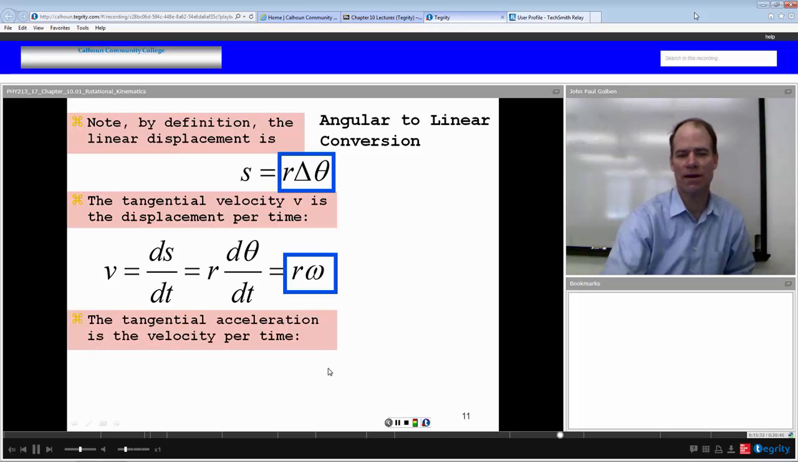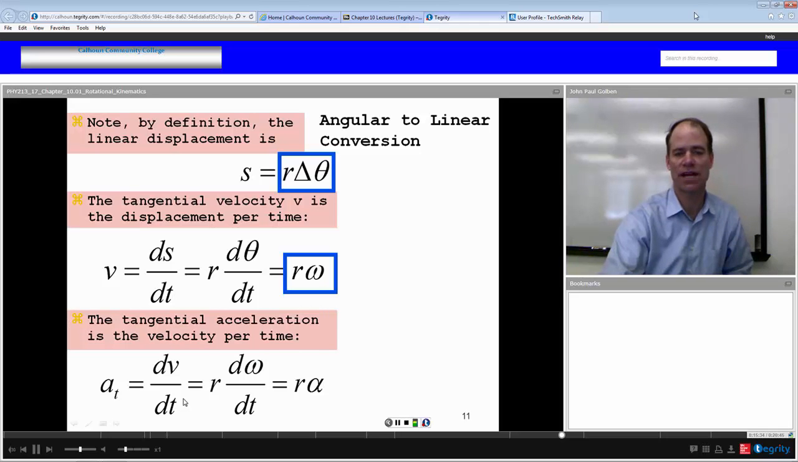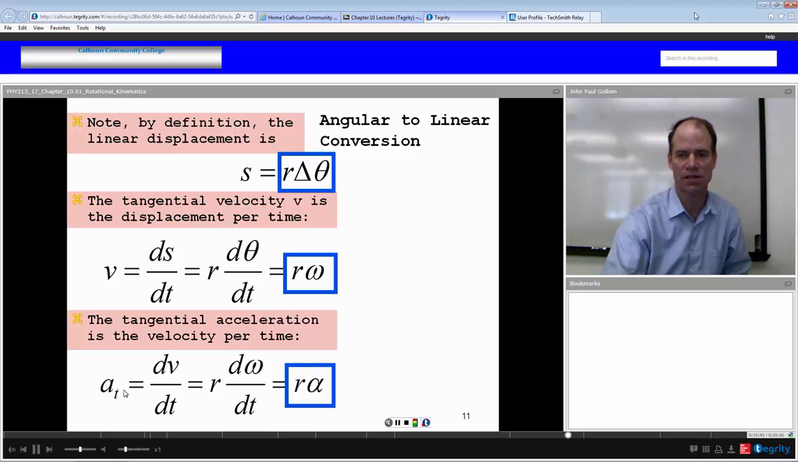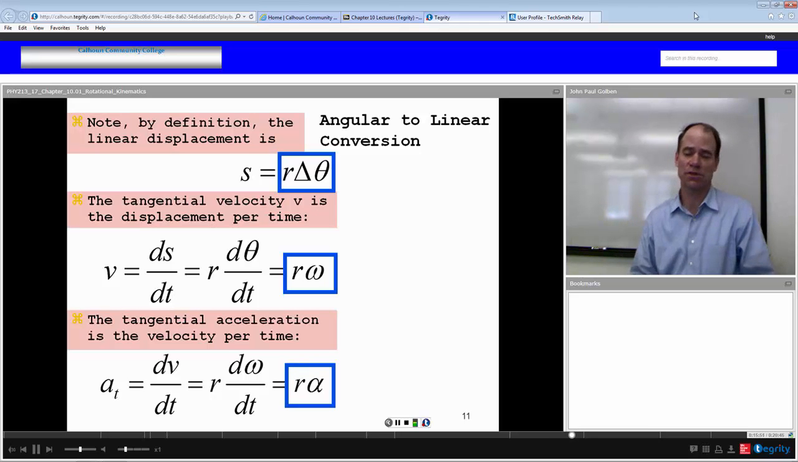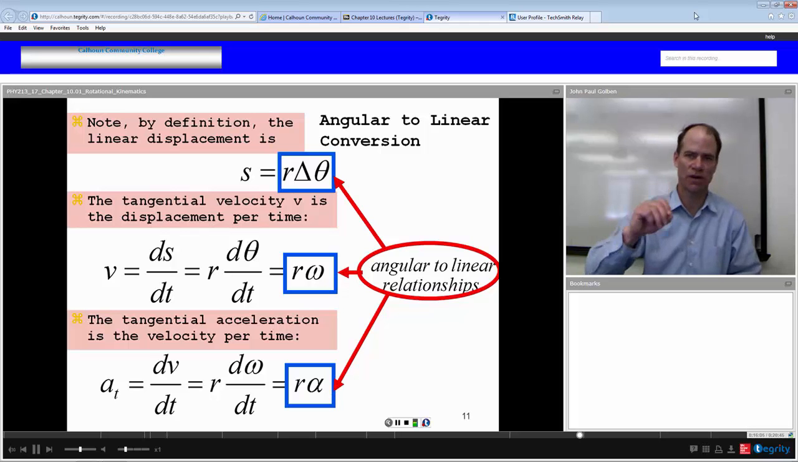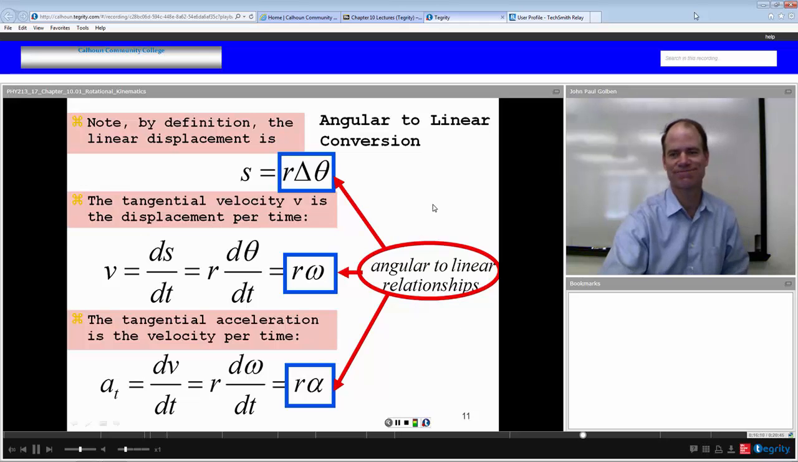And for that matter, the tangential acceleration will be our change in linear velocity per time, r being constant. So it will be r times our change in angular velocity per time, which is r times our angular acceleration. So our linear or tangential acceleration will be equal to the radius to that point times the angular acceleration for the whole wheel. These are our angular to linear relationships. We just take the angular variable, multiply it by the radius to whatever point we're considering, and that will give us the linear variable at that point. How about that?